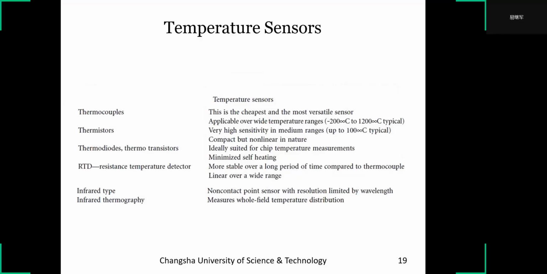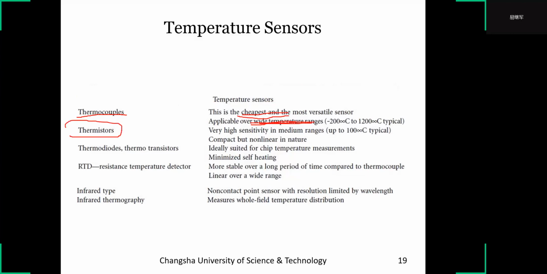Next, temperature sensors. Thermocouples are the cheapest and most versatile sensor, applicable over a wide temperature range.